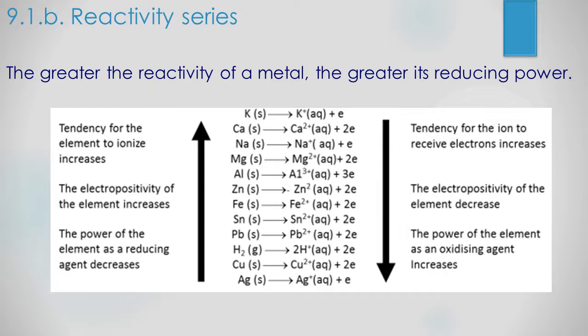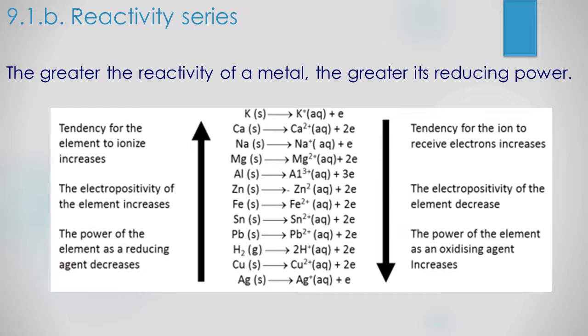Now, the reducing power and the oxidizing power vary inversely. If a metal has a very high reducing power, the metal ion, on the other hand, will have very low oxidizing power. So if a metal can lose electrons really quickly, its metal ion can't gain electrons that quickly.